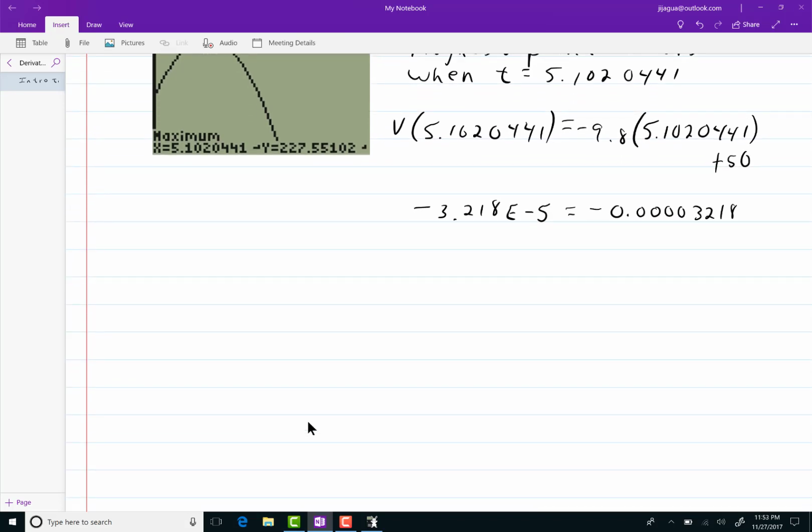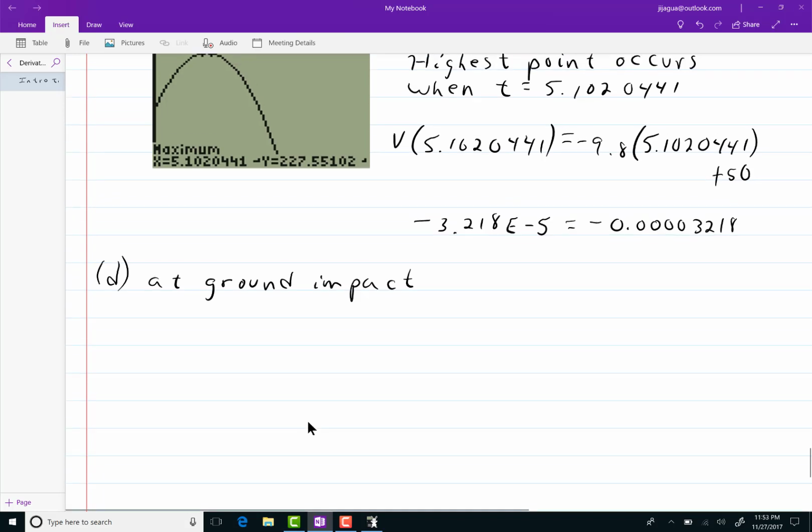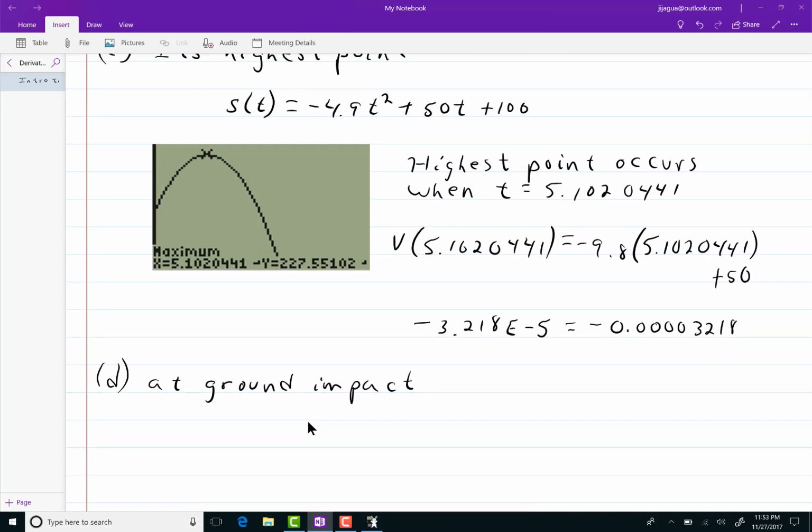For the last one, when it impacts the ground. Now you can do this numerically on the calculator and find the x-intercept for when it comes back down. And by the way, the object does not follow a parabola. Remember, the object is just going straight up and straight down. This is just a mathematical model where the x-axis is replaced by t and the y-axis is replaced by s. That's all it is.